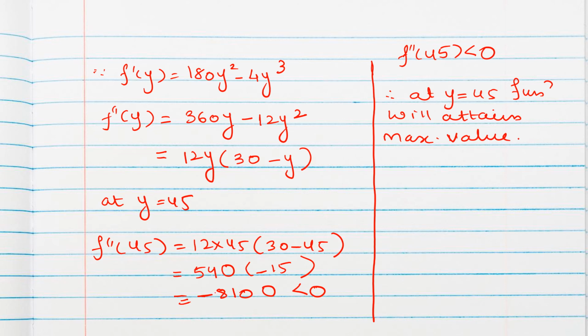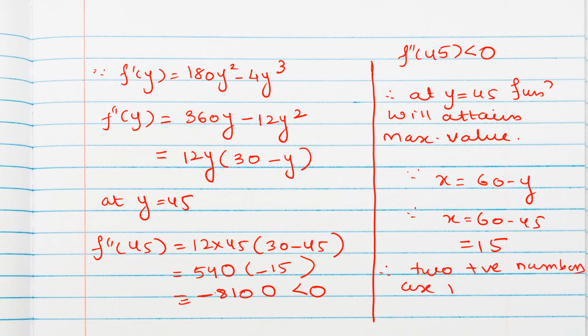And that only we should find: the numbers such that xy cube is maximum. So we got one number here. Okay, now to get the other number, since we know x is 60 minus y, x will be 60 minus 45, which is 15. So we can write, therefore, the two positive numbers are 15 and 45, such that the function xy cube is maximum.